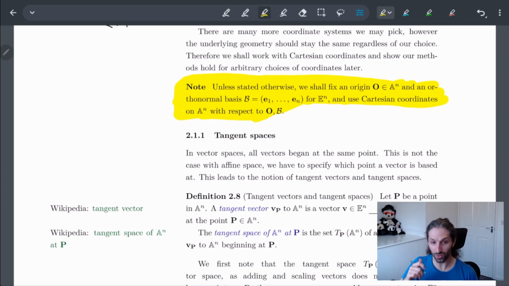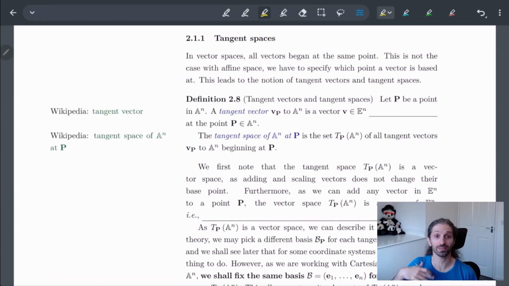Hiya. So in this video, we're going to be talking about tangent spaces. Last time we talked about coordinate systems, like polar coordinates and Cartesian coordinates. And then we talked about the difference between affine space and Euclidean space. So we're going to take these and put them together and try to see what this does.